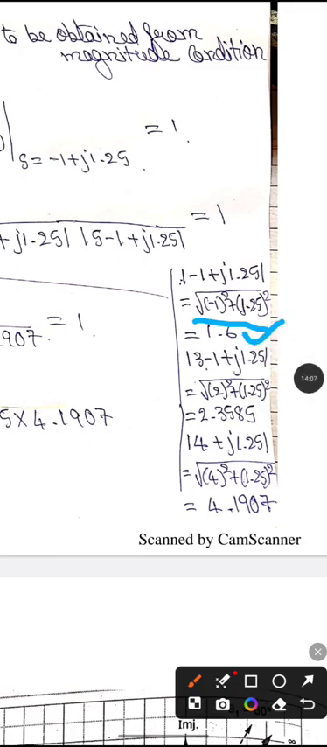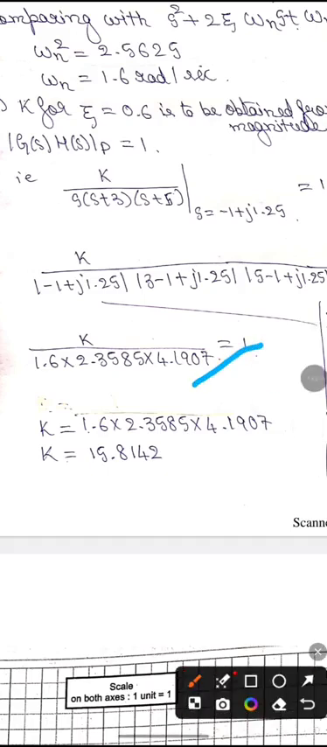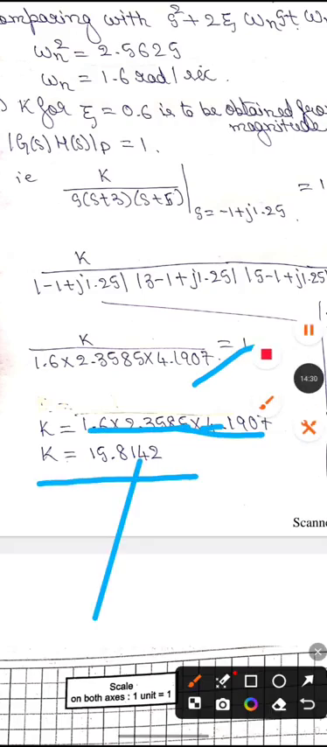So what you'll get, 1.6 into 2.3585 into 4.1907, that is equal to k. So k is equal to, cross multiply this one, k into this one. So what you'll get, 1.6, same thing you'll get. So all the things you multiply, k value you'll get. So this is the problem which they may ask for 20 marks or 15 marks.